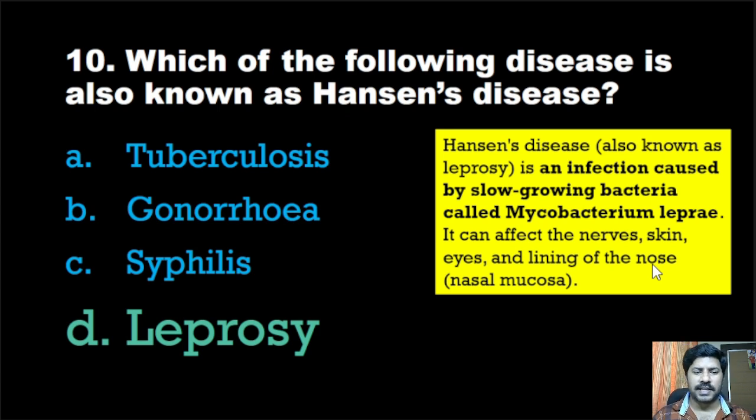So, the other name of Hansen disease is leprosy, or leprosy's other name is Hansen disease. It is caused by Mycobacterium leprae. It is an example of acid-fast bacilli. To detect the presence of acid-fast bacilli, we need to do the Ziehl-Neelsen method test. This Hansen disease or leprosy affects nerves, skin, eyes, and the lining of the nasal mucosa.